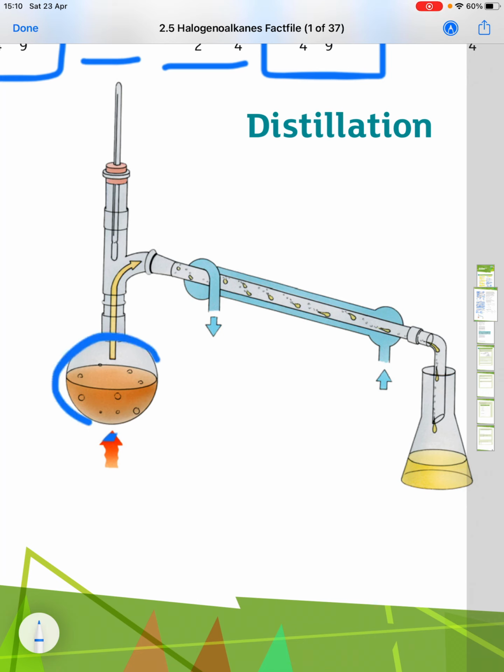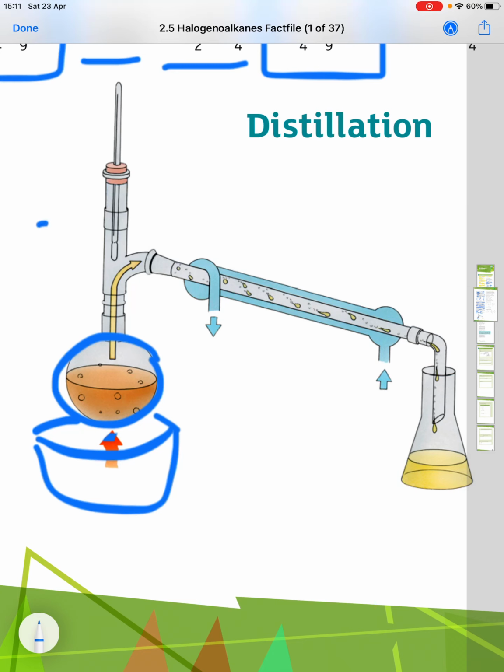We see here the apparatus used. So there's a round bottomed flask being heated, and it would be heated with a Bunsen burner. It would be heated with an electric heat source, one of those sort of things that sits around it like this, and the flask lowers down into it. We then have the thermometer here, so we can check the temperature that the vapour in here is at. We have the Liebig condenser, and then a flask to collect the distillate.